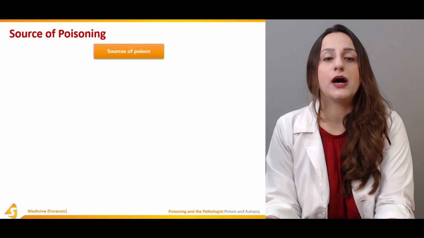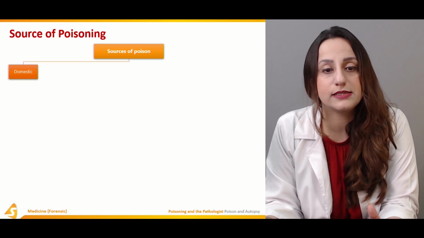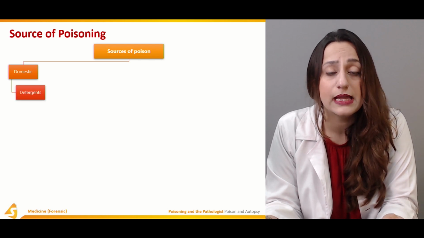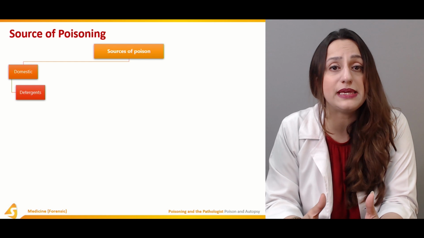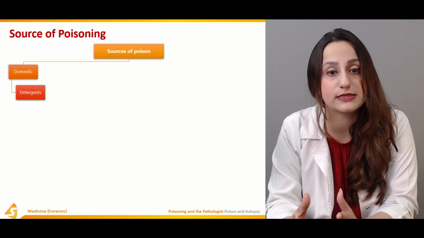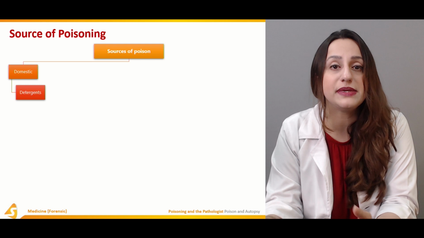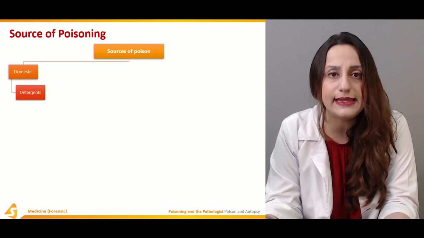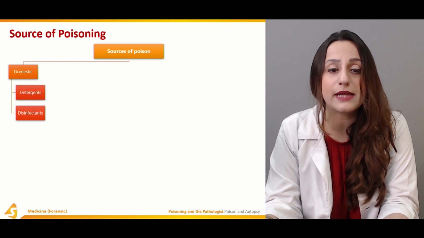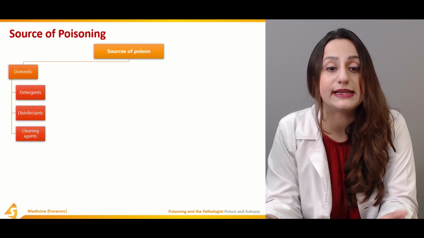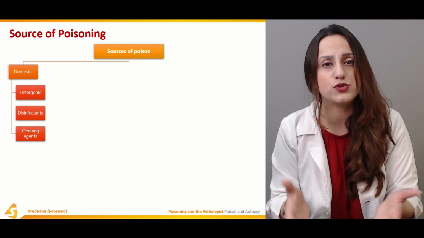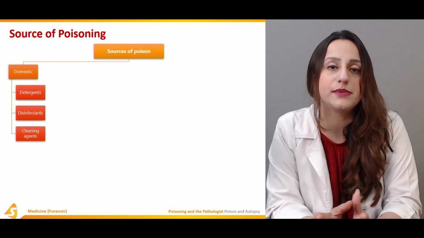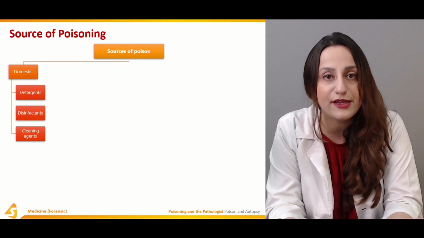So, as we were talking about the sources of poisons, of course, it can be some sort of a domestic source. Domestic means that we are talking about household poisons. Household poisons can be the detergents that we use in our daily household chores, the disinfectants, and the cleaning agents that we use day-to-day at our houses. All of these domestic items can be used for suicide purposes because they're readily available.